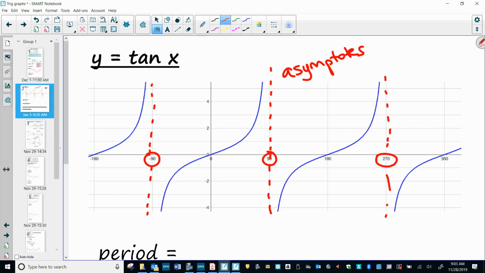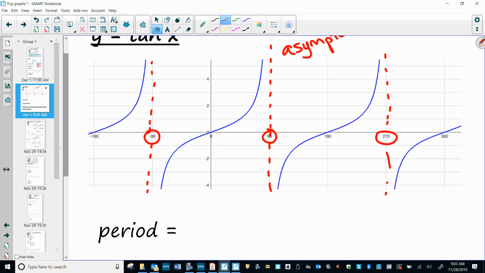The reason that we know they're there is because if we typed tan 90 into our calculator, it would say mathematical error. It would say that it was impossible. So here's our graph. Period. Remember, we're asking how long does it take?